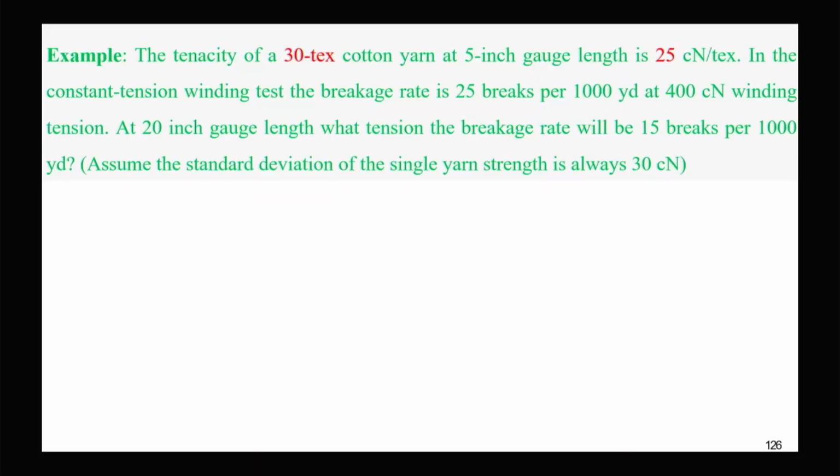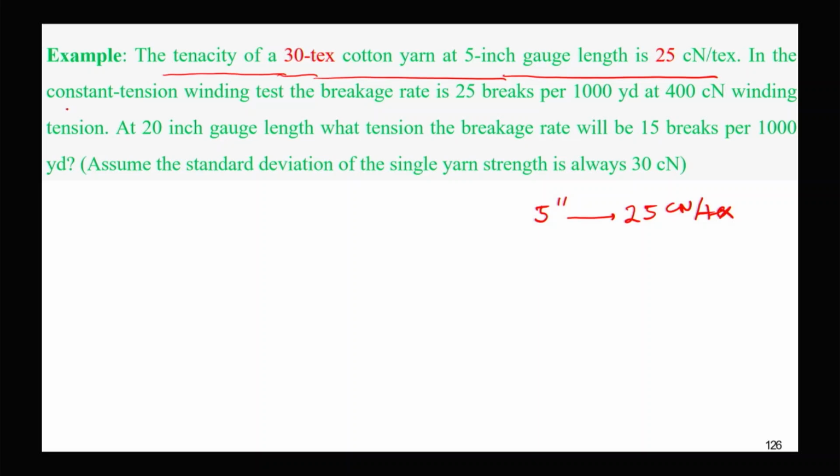Hello everyone. So we'll continue with our numerical part of the constant tension winding test. Here in this numerical, the tenacity is given. The tenacity of a 30 tex cotton yarn at 5 inch gauge length is 25 centinewton per tex.